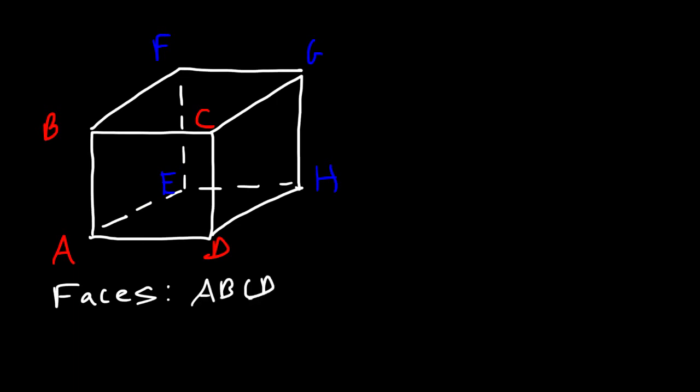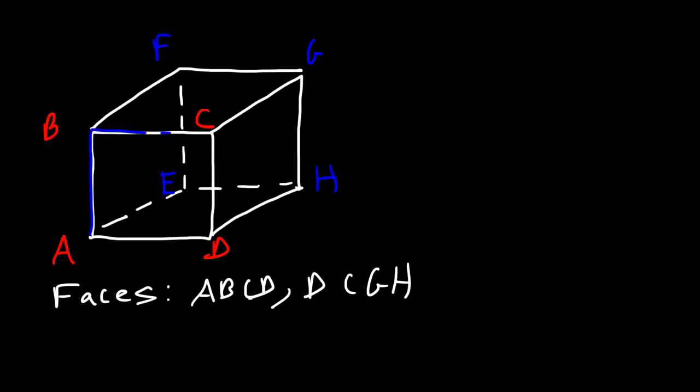Another one is the one on the side, D, C, G, H. That's this one. So a face is basically a flat surface. It's two-dimensional. Now how many faces do we have in this cube?